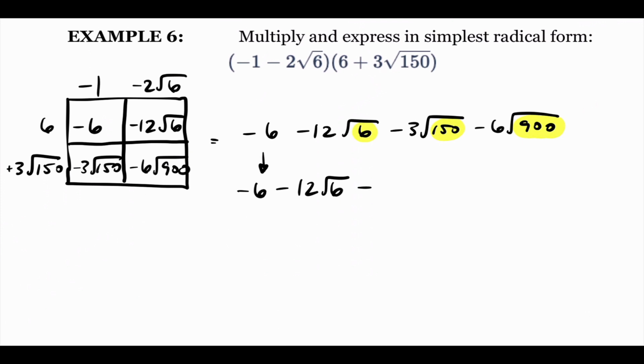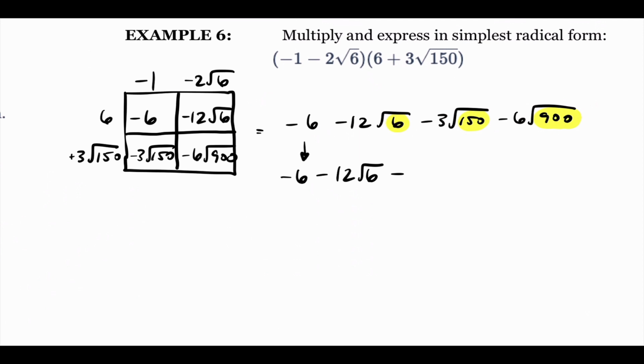150 though. 150, I'm pretty sure, definitely can be broken down. But I want to see how many pairs it has. So 150, 10 times 15, I think is the easiest place to start. 5 times 2. 3 times 5. So 150 has 5 times 5 times 3 times 2.